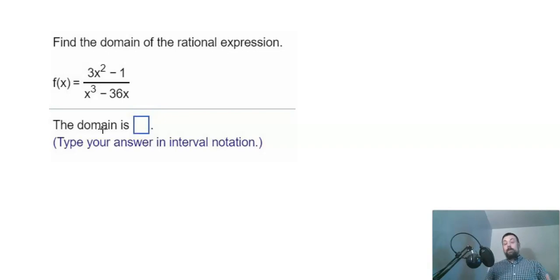What we're being asked to do here is just find the domain. That's it. We're not being asked to graph it. We're not being asked to find anything else. Just what is the domain of this function, right? And that will be determined by the denominator, right?